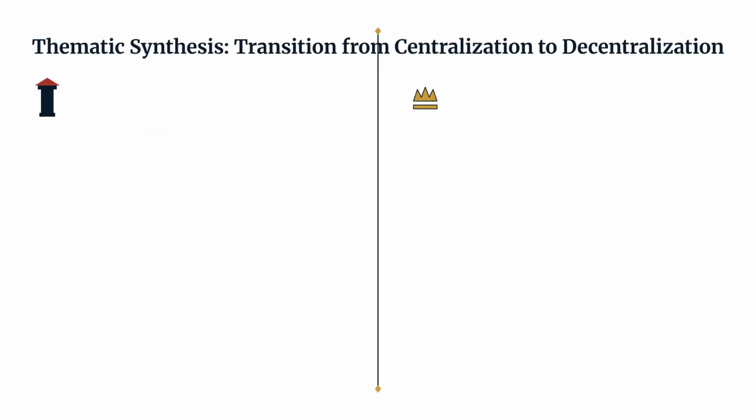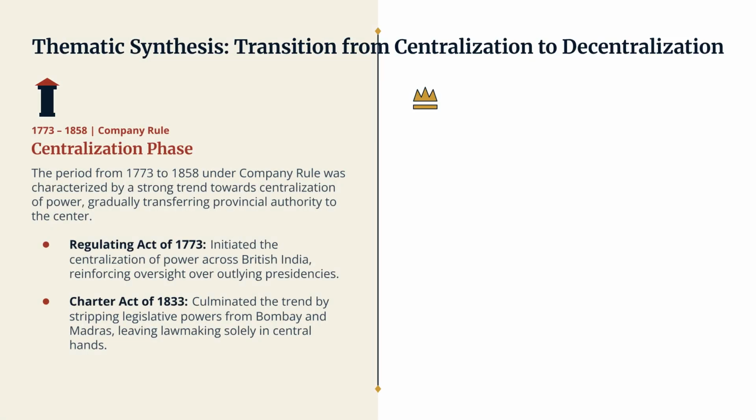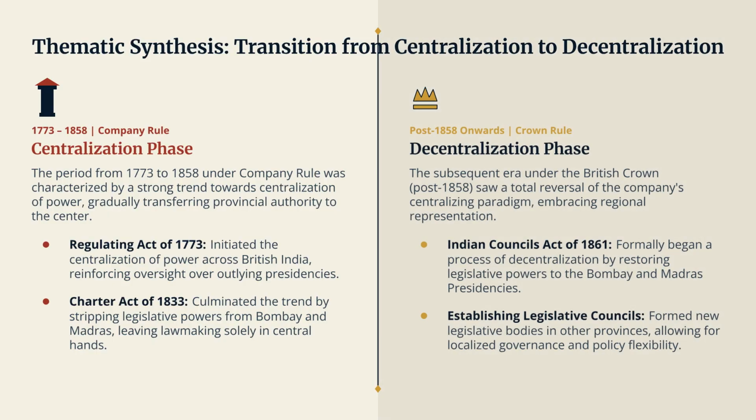In summary, the period of company rule saw a strong push towards centralization. However, after 1858 and the transition to Crown rule, the system began to reverse this trend, moving toward decentralization and greater regional representation.